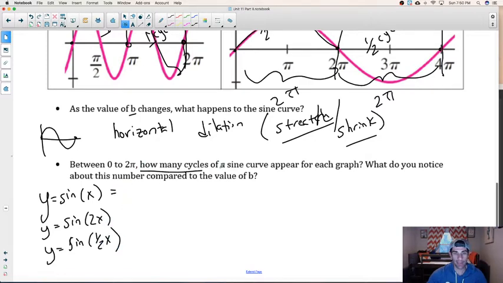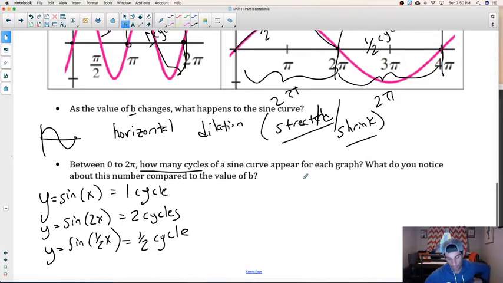Well, it says how many cycles? That's the question. Here there was 1 cycle, an up, a down, and up. Here, that was this guy up here, that one had 2 cycles, and then the 1/2, that one had half of a cycle. So what do we notice about the number compared to the value of b? Well, that b value is telling us how many cycles appeared between 0 and 2 pi.